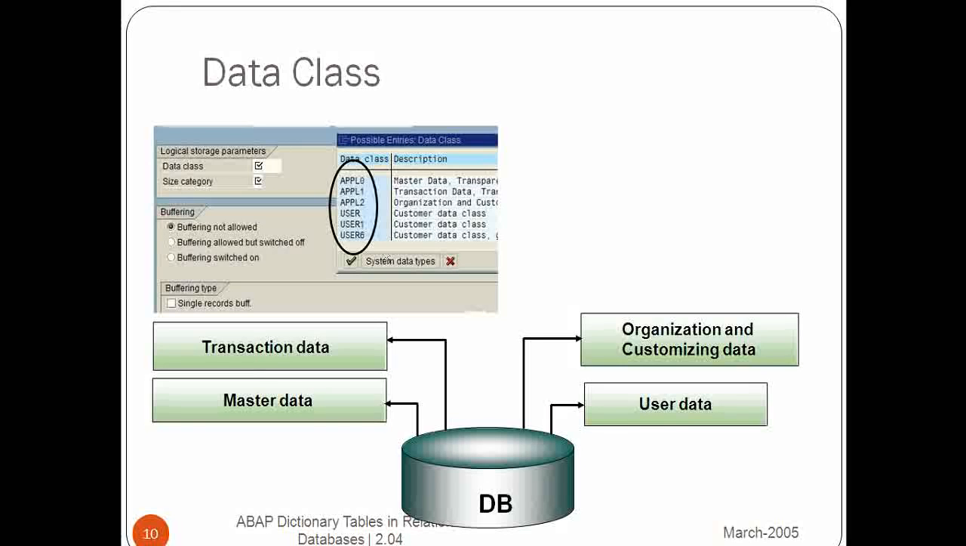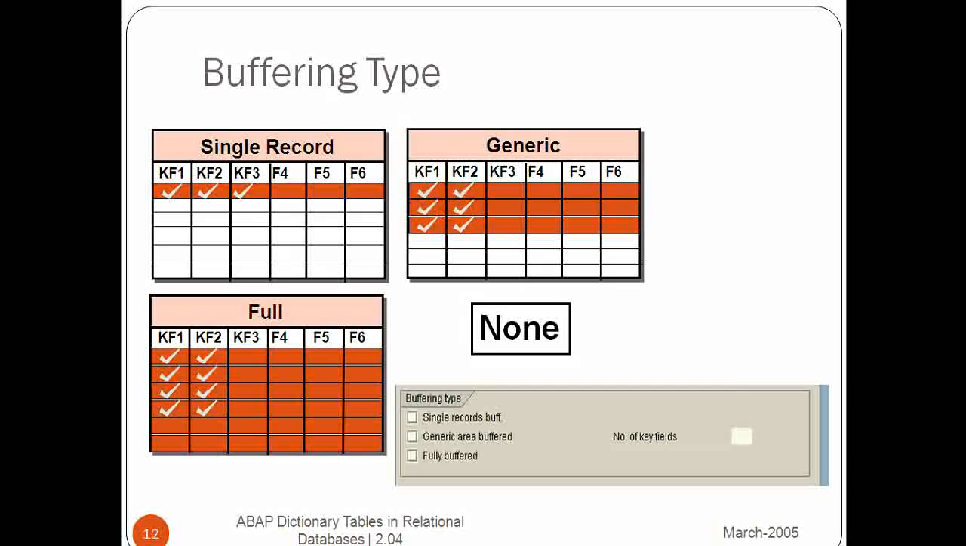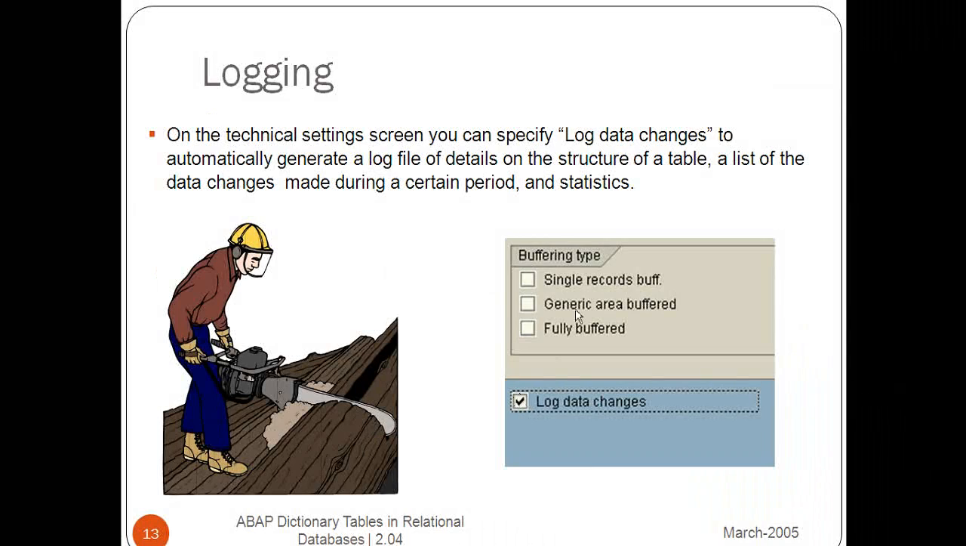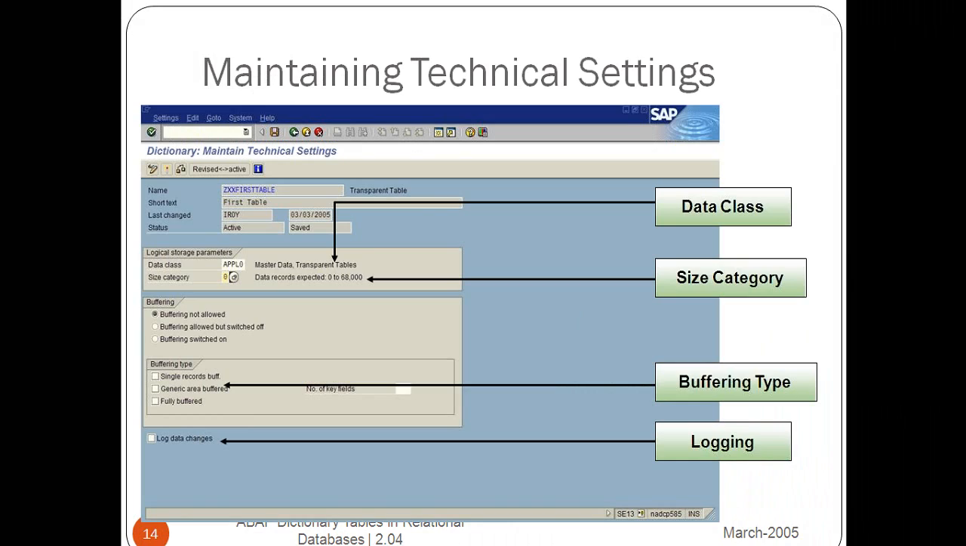Data class shows transaction data, master data. Already covered, I will just pass the slides. Size category will tell you how many entries the table could store. Buffering type: single record buffering, generic record buffering, full buffering. Logging: if you tick this button, it will store the details of what changes are going through in this table. Maintain the technical settings, you can check that. Database utility was covered earlier; it's an interface between the dictionary and the database.